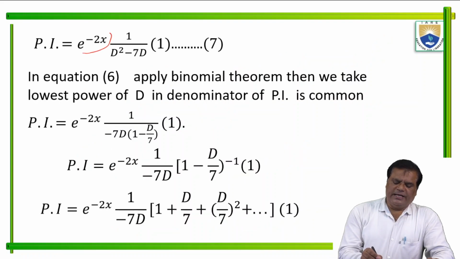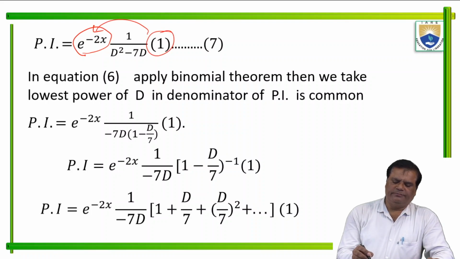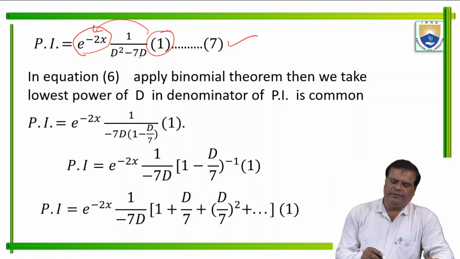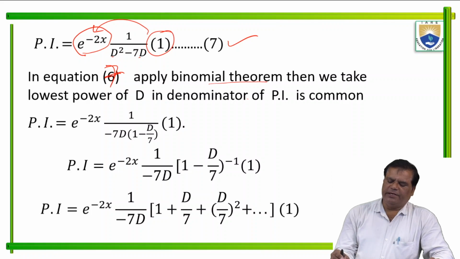P.I. equal to, this function goes to left side, and here is 1. So here D square minus 7D. This is equation 7. Now in equation 7 apply binomial theorem. Then we take lowest power of D in denominator of P.I. as common.